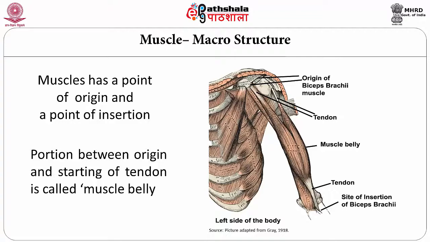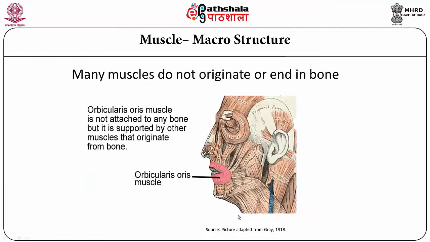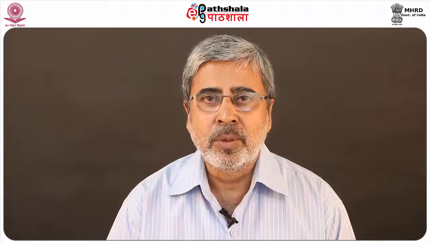As I was telling you earlier, the muscles originate either from tendon or in the bone directly, but obviously it has to end in the bone through a tendon or some kind of tendinous structure, which is generally called aponeurosis. Some muscles do not originate from bone.